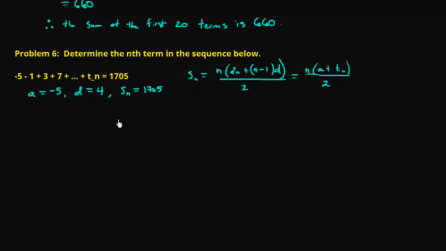So what we have is we're told that 1705 is equal to n times 2 times a, so 2 times -5, plus n minus 1 times d, and d is 4, all divided by 2.